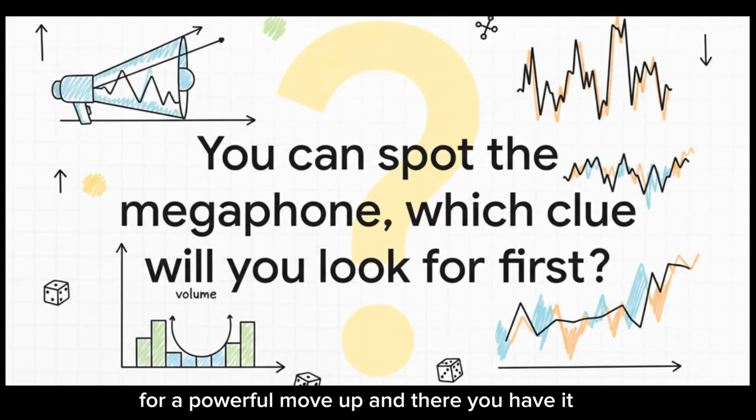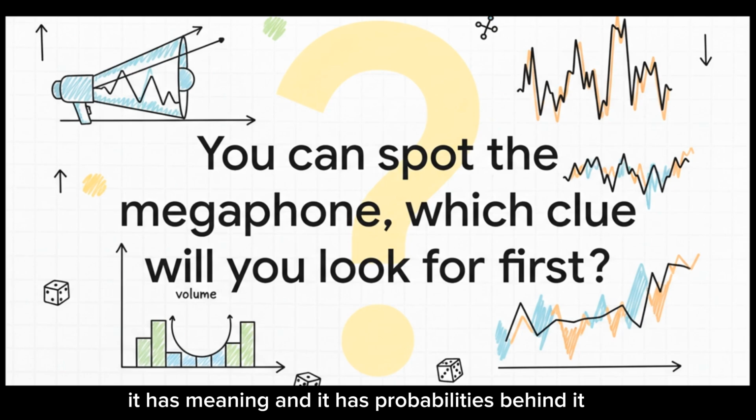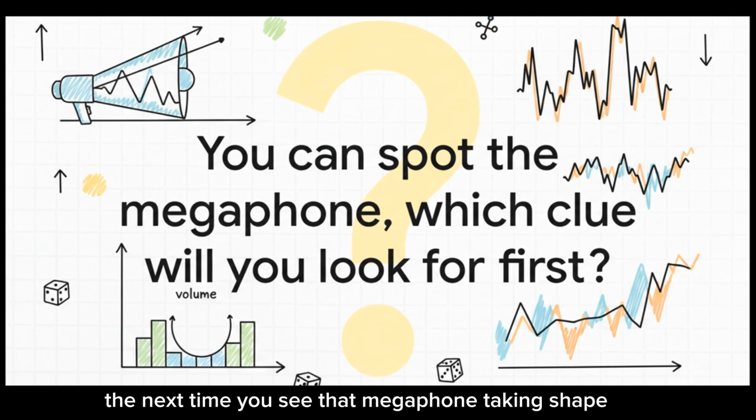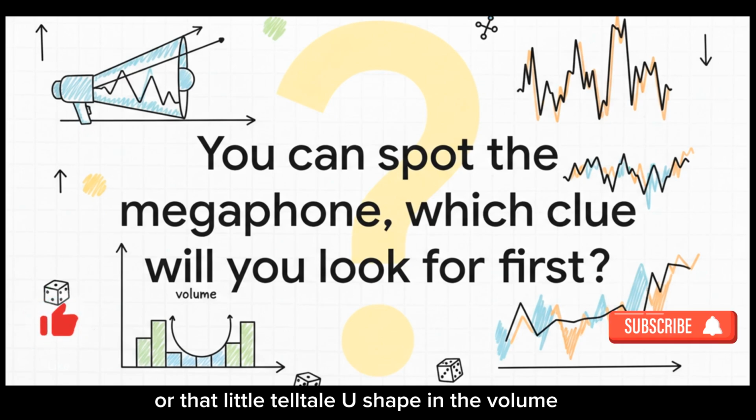And there you have it. What looked like total chaos just a few minutes ago now has structure, it has meaning, and it has probabilities behind it. So with this powerful tool in your back pocket, the next time you see that megaphone taking shape, which clue are you going to look for first? The overall market trend or that little telltale U-shape in the volume?